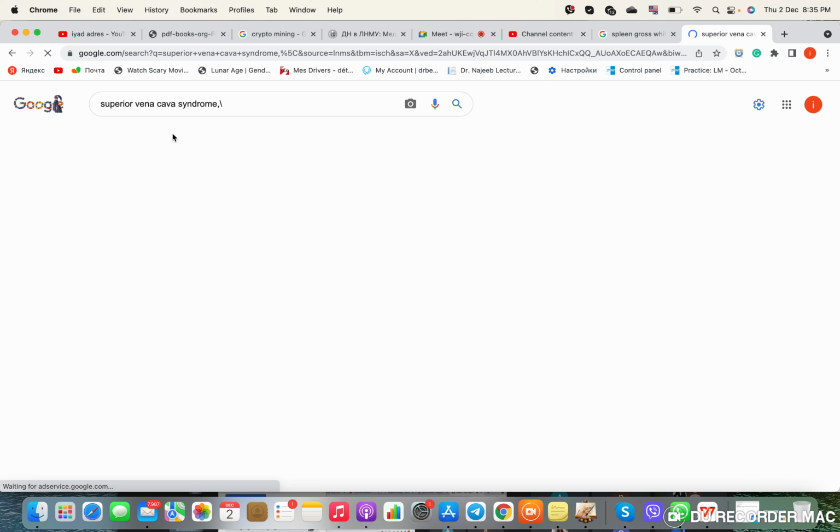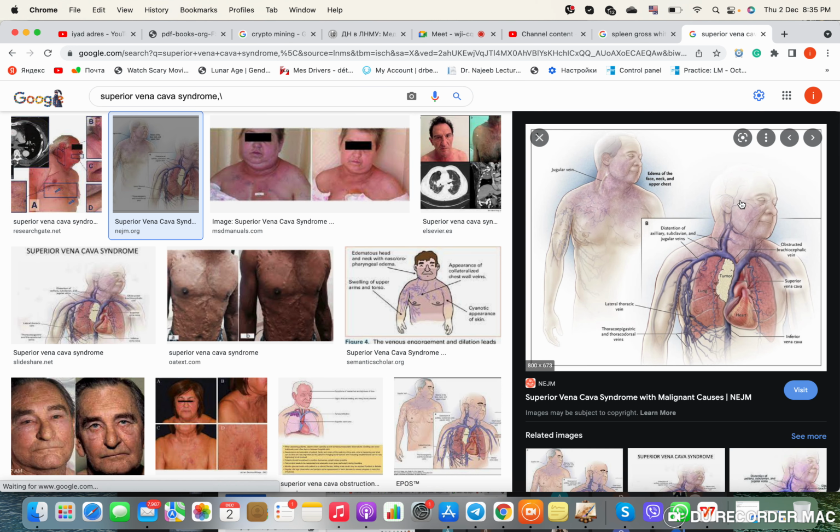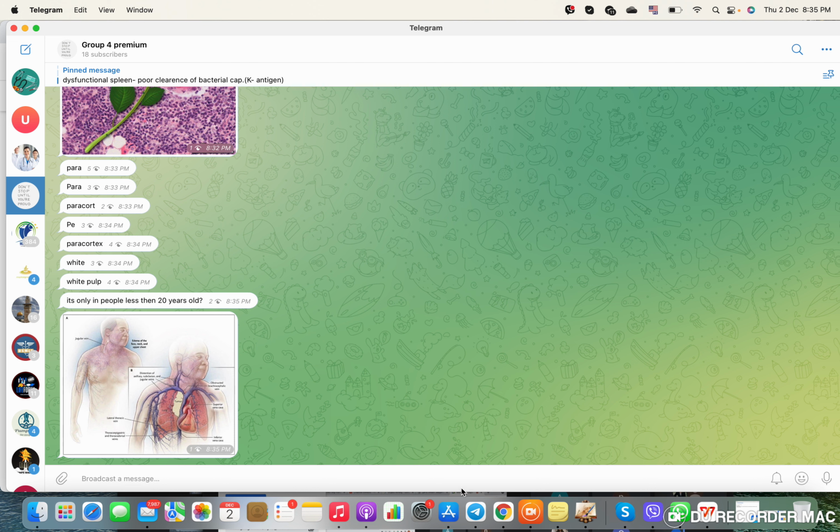So your superior vena cava normally drains blood from your head to your body. If it's occluded by a tumor, it will not be able to. Yes, thymus is only in young people.